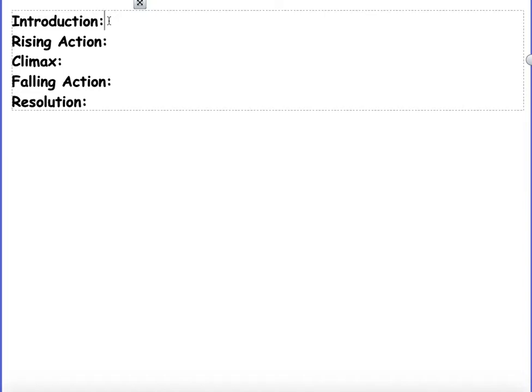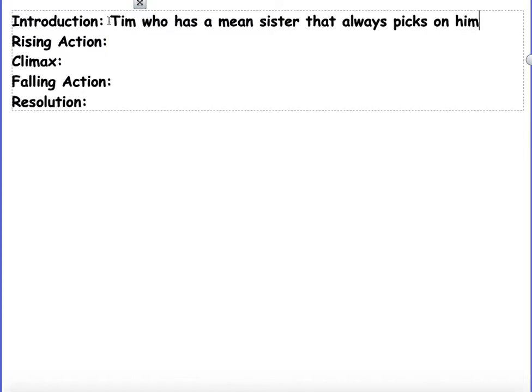So as you'll remember, the introduction is when we meet the character, and we may or may not find out the problem, okay? So I'm going to write in my introduction, Tim, who has a mean sister, always picks on him.